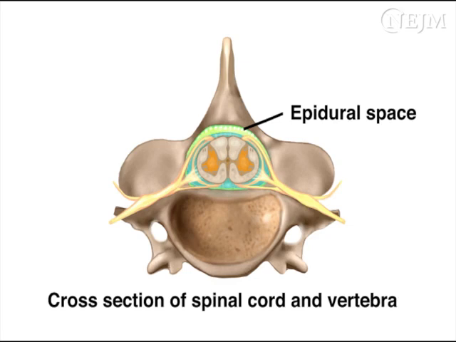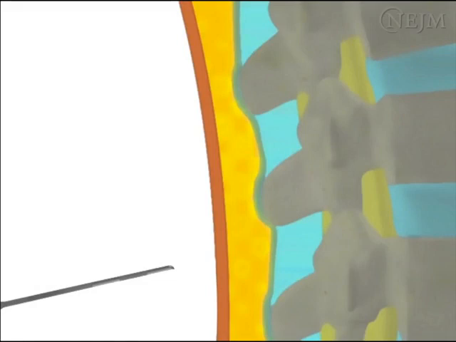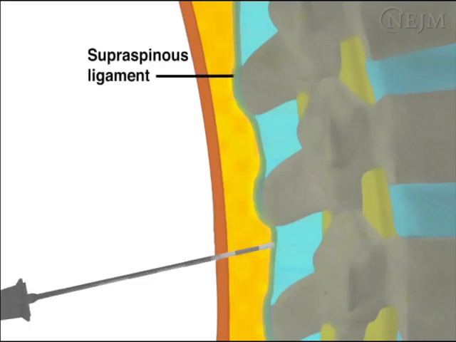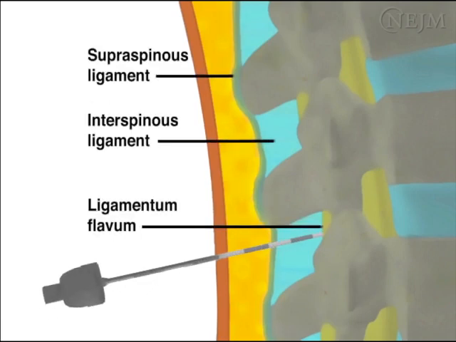Understanding the anatomy that is traversed by the epidural needle may help to facilitate safe identification of the epidural space. The first tissue layer you will encounter is the skin, followed by subcutaneous tissue. Then, if you enter the epidural space along the midline, the needle will traverse 3 ligaments: the supraspinous ligament, the interspinous ligament, and the ligamentum flavum.